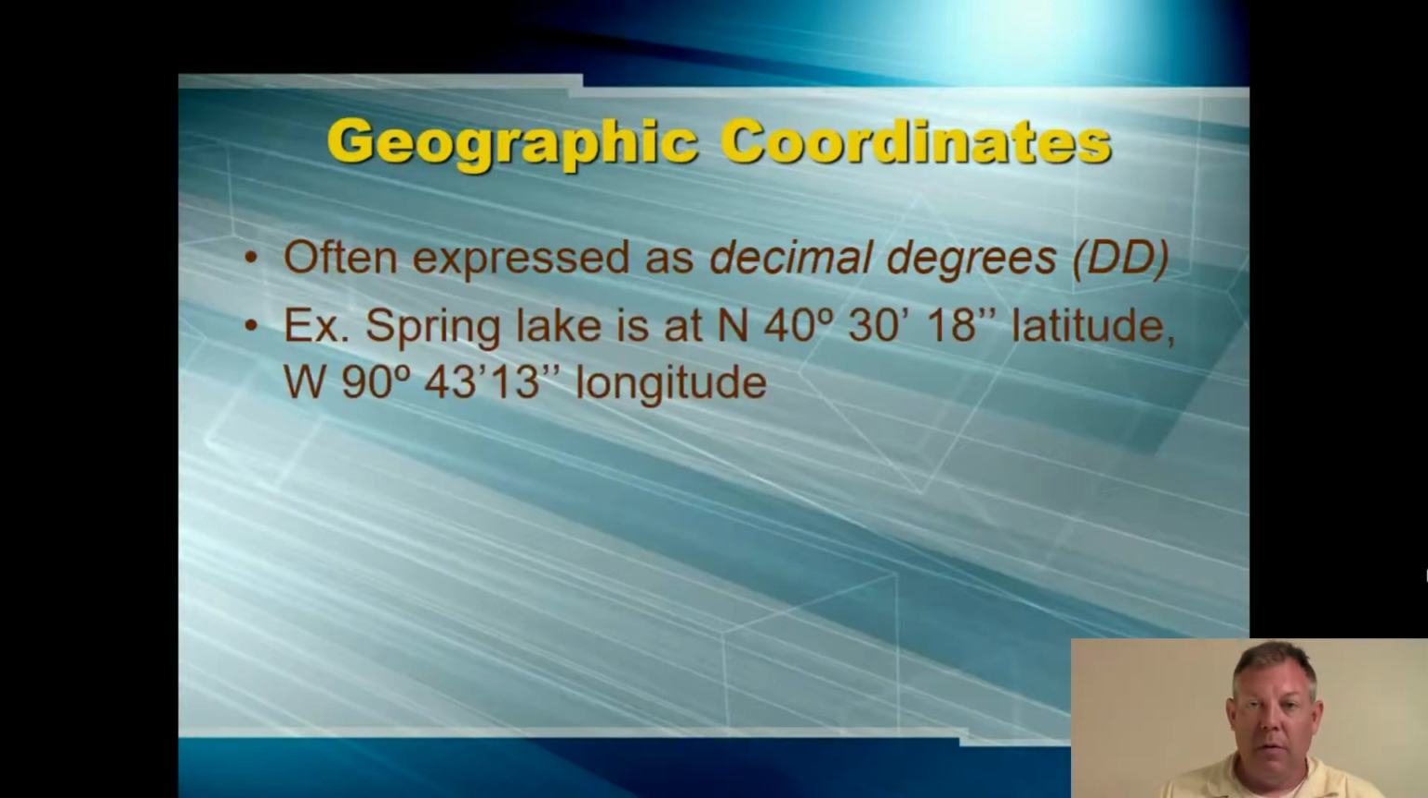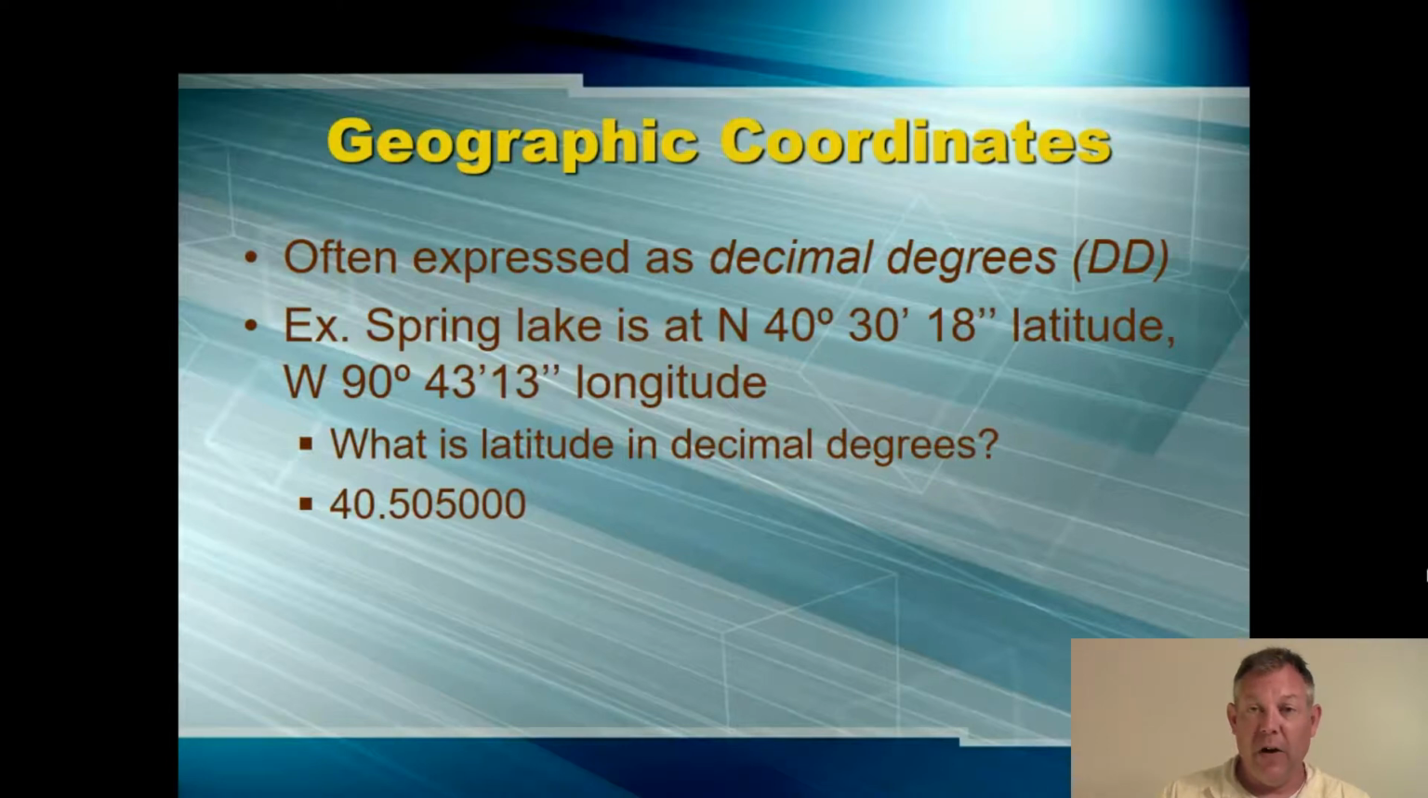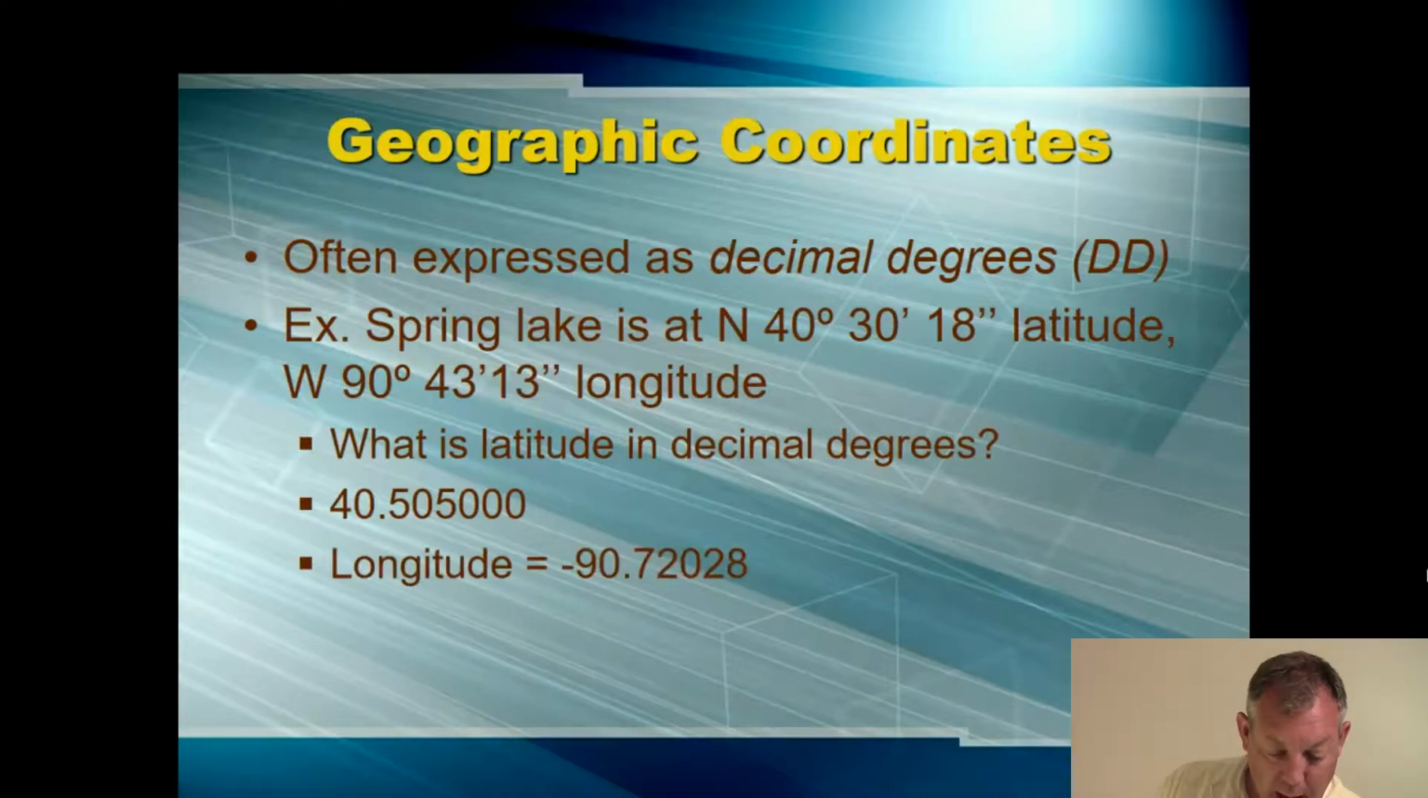And so in the DMS format, here are the Spring Lake coordinates, which I've already given you. The same coordinates in decimal degrees, the latitude would be 40.505. And the longitude would be negative 90.7. So you see the difference here. Instead of going degrees, minutes, and seconds, we just put it in terms of degrees only. And so we have the whole degrees and then a fraction of a degree.